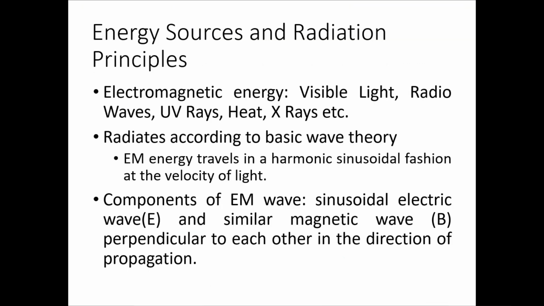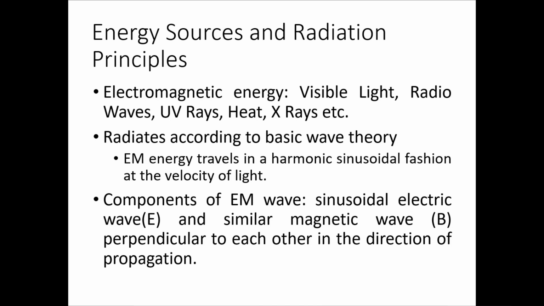As I mentioned, you have to consider the different energy sources. The main energy propagation that we consider in remote sensing is electromagnetic energy. Visible light, radio waves, UV rays, heat, X-rays, microwaves, all these are different wavelengths or different components of the electromagnetic spectrum, or the electromagnetic energy range, right? This radiates according to the basic wave theory. Electromagnetic energy travels in a harmonic sinusoidal fashion at the velocity of light.